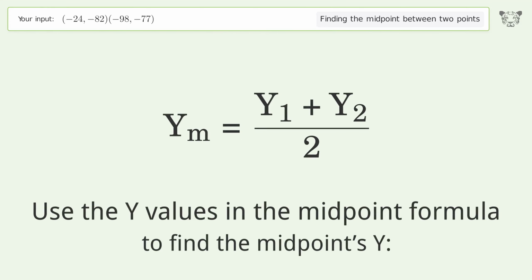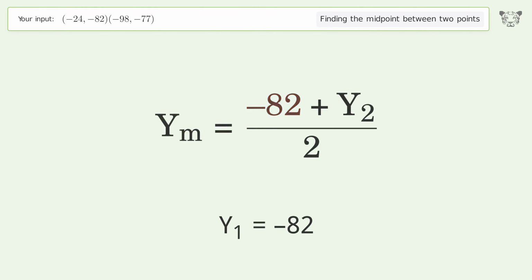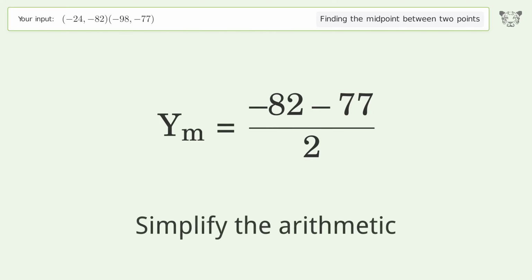Use the y values in the midpoint formula to find the midpoint's y. y1 equals -82. y2 equals -77. Simplify the arithmetic.